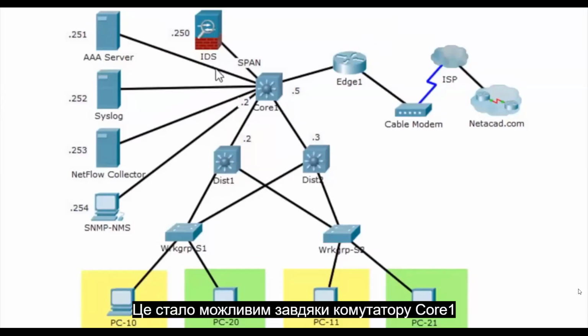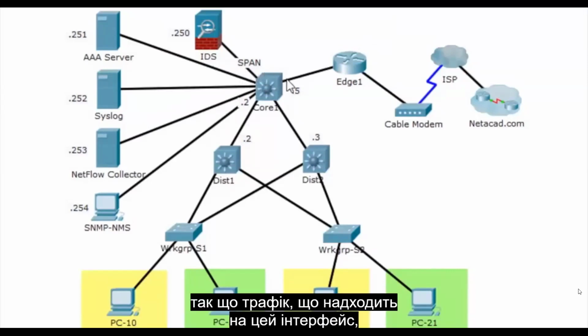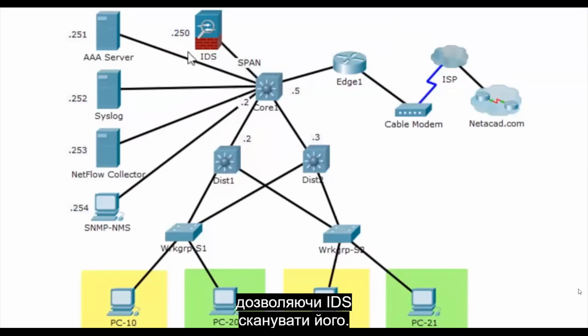This is made possible by the Core 1 switch and SPAN, the switched port analyzer. SPAN allows for port mirroring so that traffic coming in on this interface here is duplicated and sent out of this interface here, allowing for the IDS to run a scan against it.